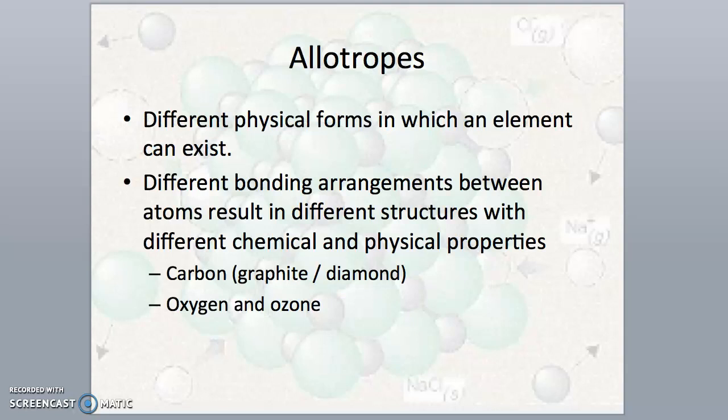Allotropes exist when an element can arrange itself in multiple ways, resulting in different properties. Carbon is an excellent example. Graphite is the material in pencil that marks the paper. Graphite is made up of only carbon atoms. Diamond is also made up of only carbon atoms, but they have very different properties.